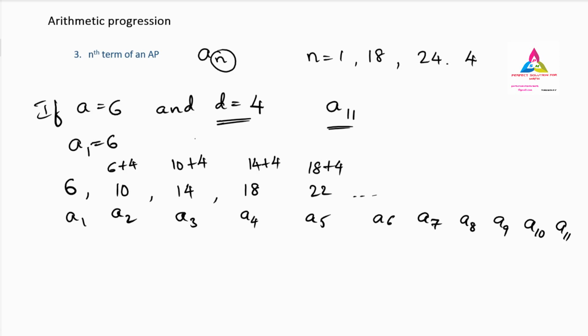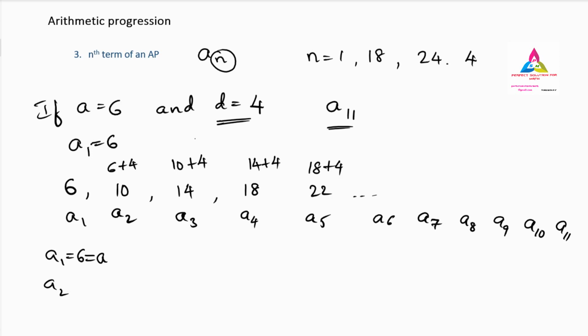So for that purpose we have a small formula to find the nth term of an AP. How to derive that formula? That is also very easy. The first term is over here, that is a1, which equals 6, also written as a, that we already know. So a2, the second term, can be written as 6 plus 4.